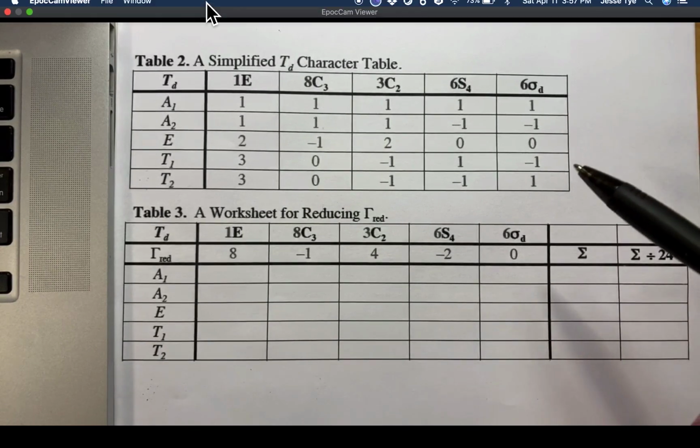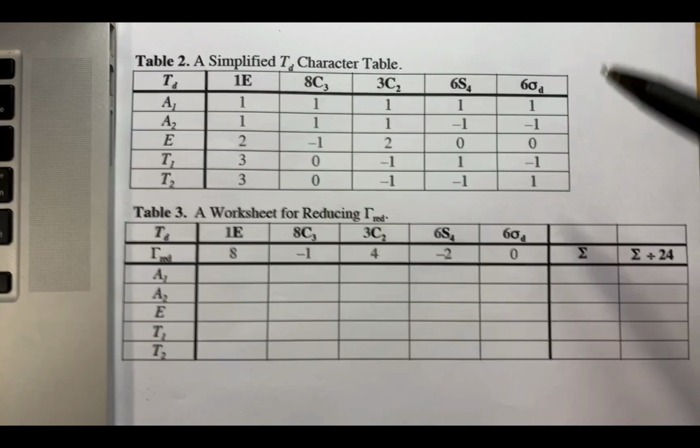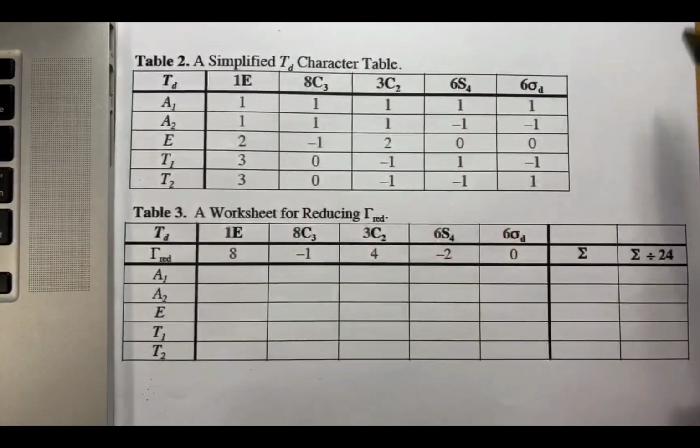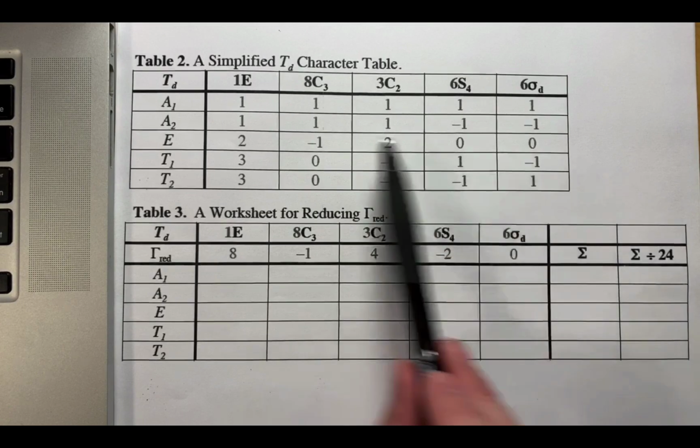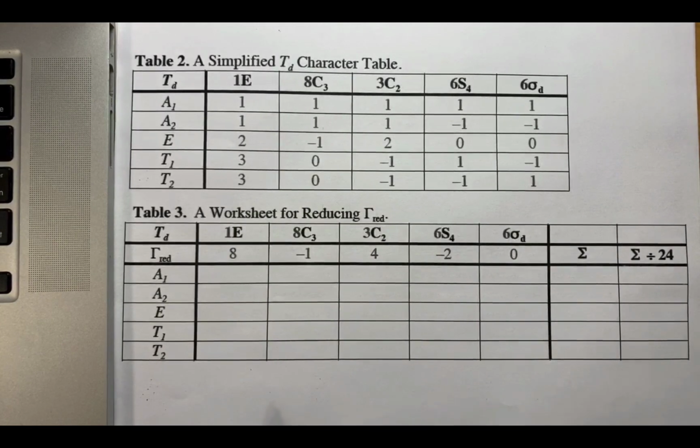This is a simplified version of a character table here. So this is the Td character table. I've just taken off all the extra things that we have out here on the right-hand side and reprinted the simplified part of the Td character table. And I'm going to use the method that is in the Carter book on symmetry and group theory for how to take a reducible representation and generate the irreducible representations.